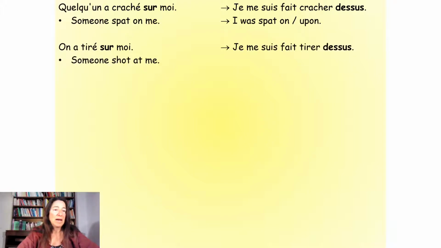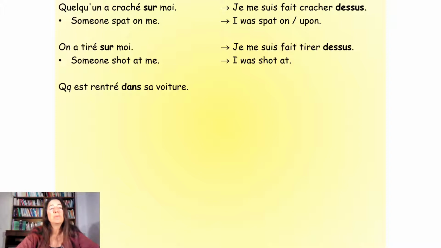On a tiré sur moi. I can go from this French sentence to je me suis fait tirer dessus, which again is not a passive voice sentence either. And in English, someone shot at me is the active voice sentence, and there is the possibility of switching to a passive voice sentence, I was shot at. And again, we can see that it is really important to put the preposition at the end of the passive voice sentence, which is not possible in French.